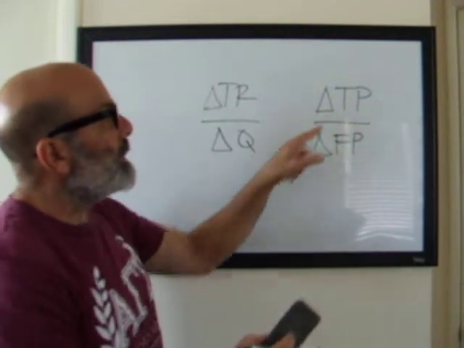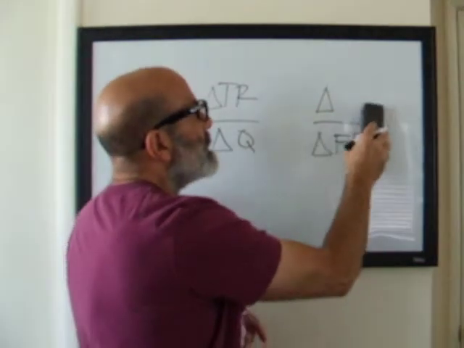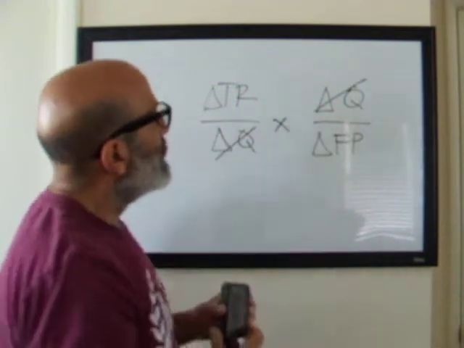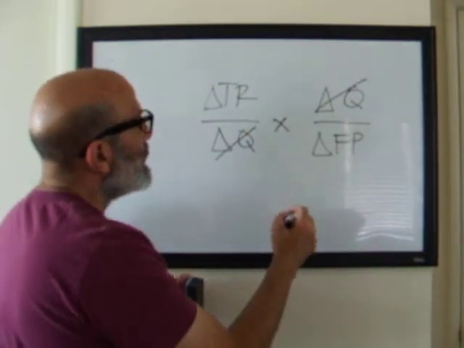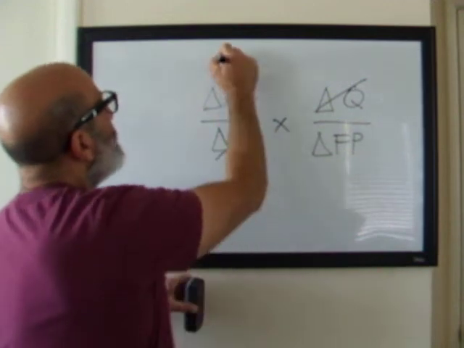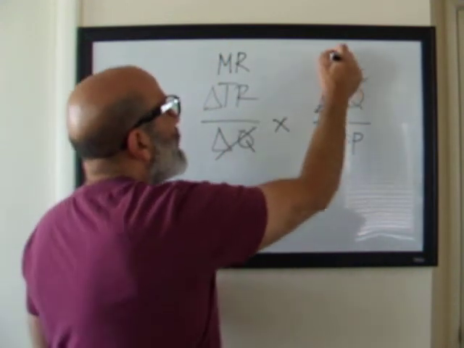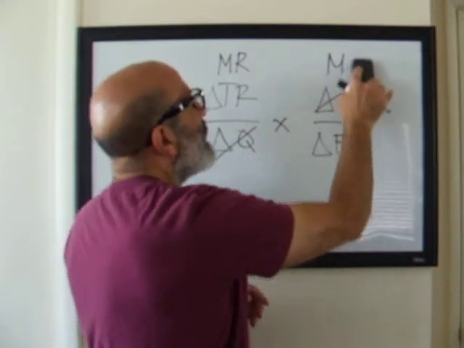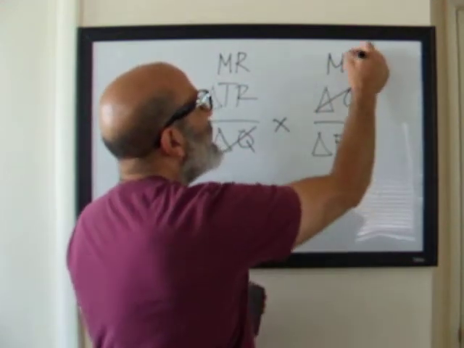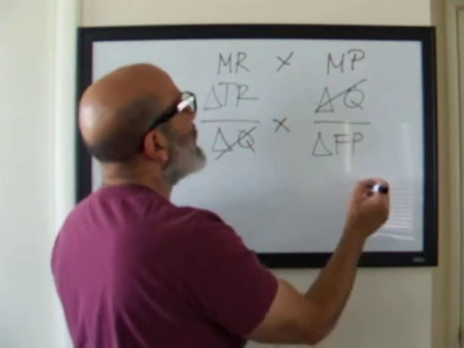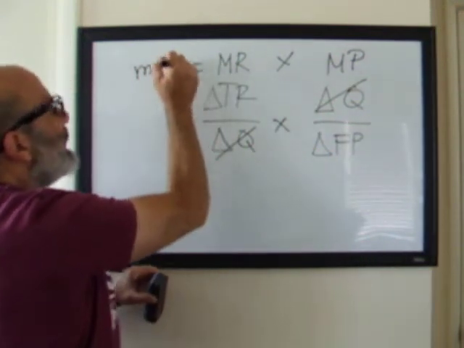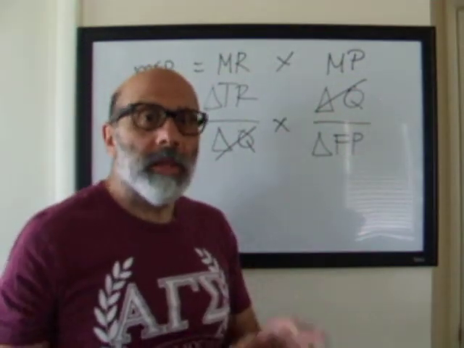Now, another way of saying total product is quantity. While doing a little bit of cancellation here, we can see that if I have MR and MP, MR and MP, if I just multiply those together, guys, I'm going to get MRP. So that's MRP.